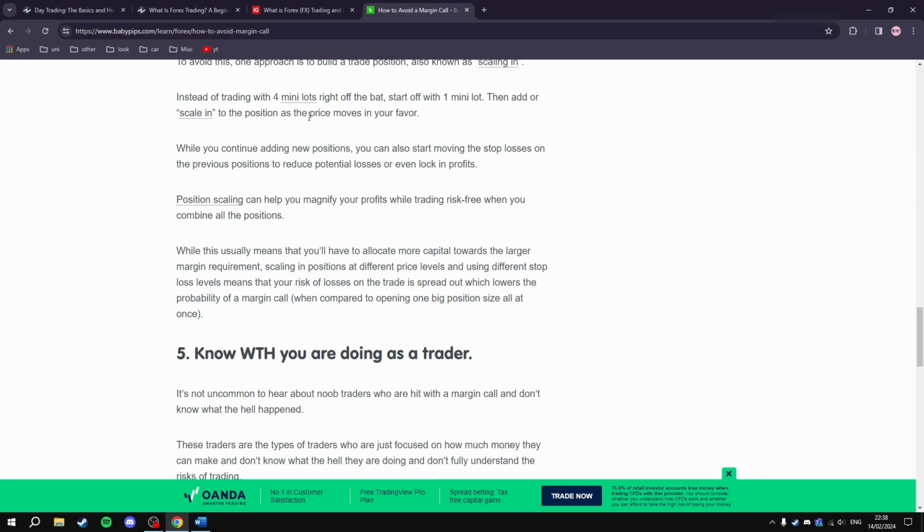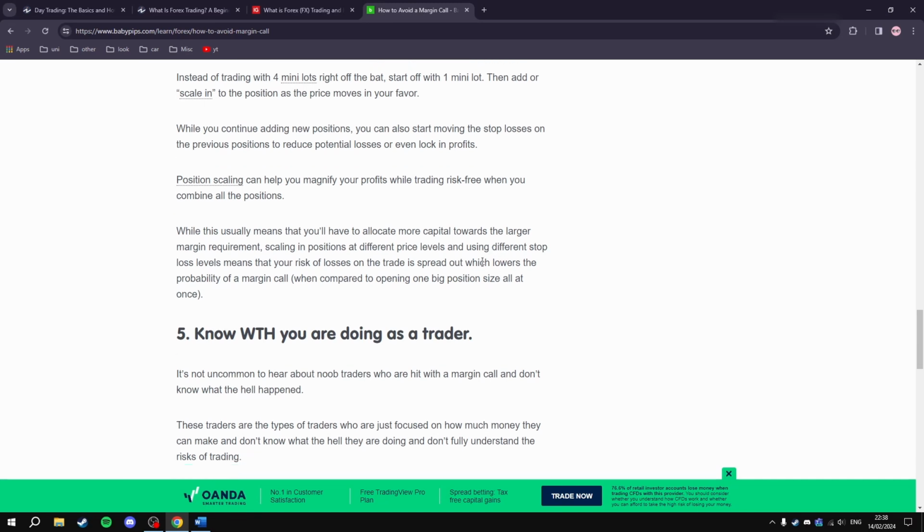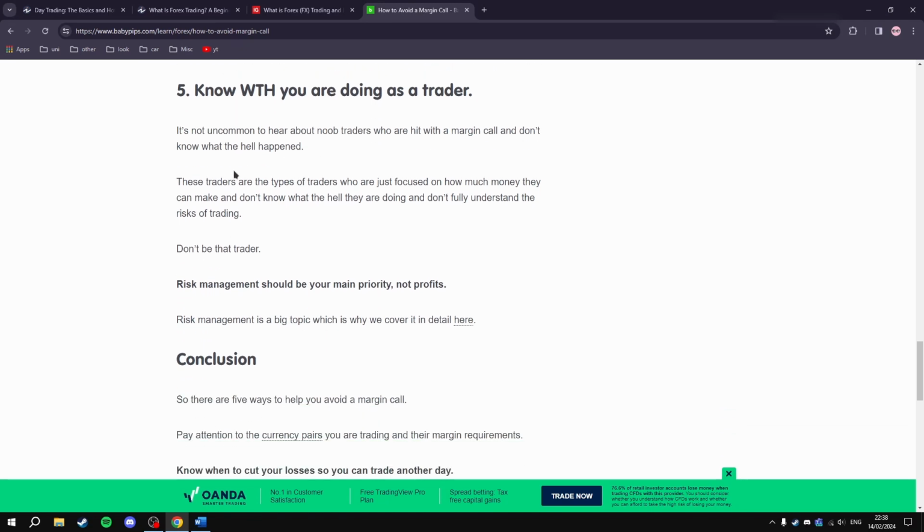Whilst you continue adding new positions, you can also start moving a stop loss on the previous position to reduce potential losses or even lock in profit. Position scaling can help you magnify your profits while trading risk-free when you combine all the positions. While this usually means that you'll have to allocate more capital towards a larger margin requirement, scaling in positions at different price levels and using different stop loss order levels means that your risk of losses on the trade is spread out, which lowers the probability of a margin call when compared to opening one big position size all at once. Know what you are doing as a trader.